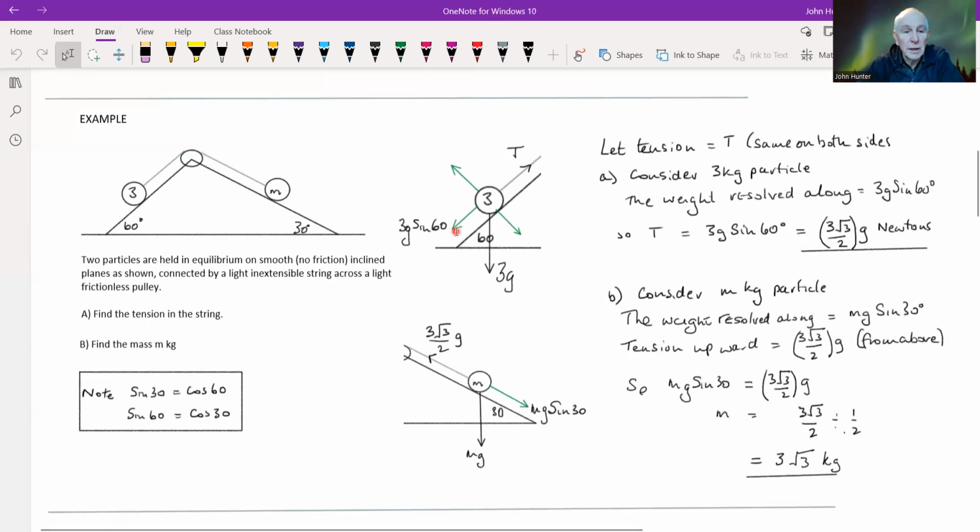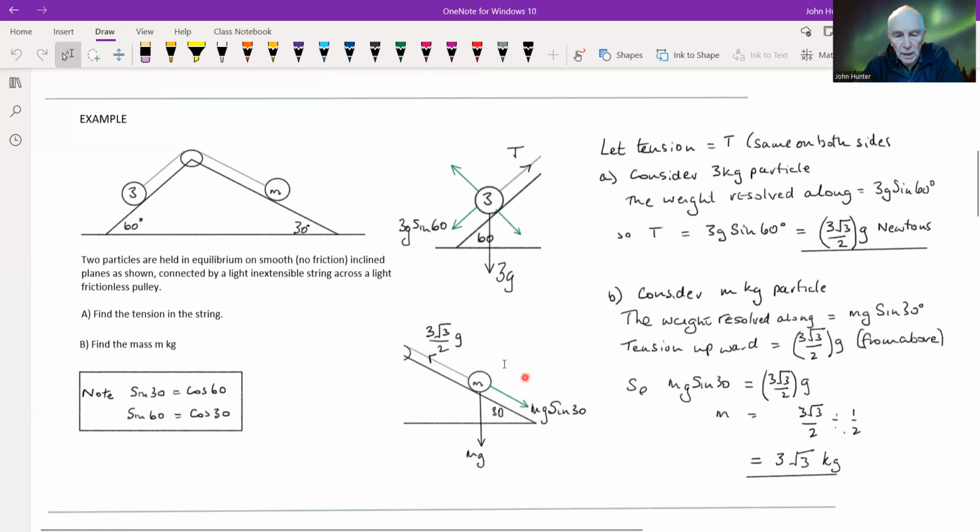And of course, this is an equilibrium problem, so the forces must net out to 0. So therefore, T is going to be equal to 3g sine 60. And that's going to work out as a value of T as 3 root 3 over 2 g newtons. That's applying what we know about the values of sine 60. Okay, so we've got tension.